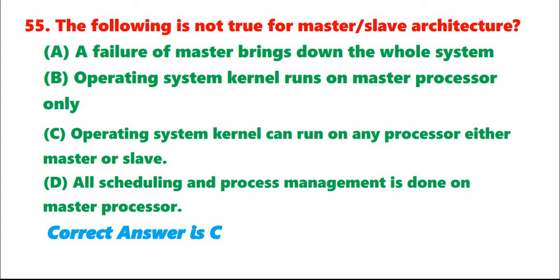55. The following is not true for master/slave architecture: A. A failure of master brings down the whole system. B. Operating system kernel runs on master processor only. C. Operating system kernel can run on any processor, either master or slave. D. All scheduling and process management is done on master processor. Correct answer is C.